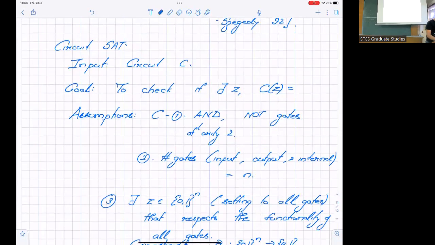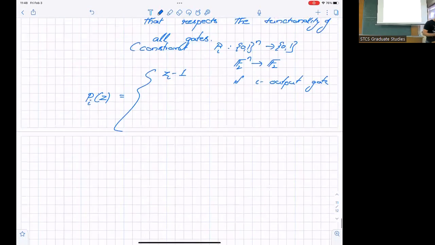One. What to check? Basically, for the polynomials Pi, I want to check that every gate has a constraint, and you want to check whether there is a common z such that for all the polynomials you have Pi of z equals 0. For the output gate, that's the constraint you need to check: Zi minus 1 is 0.